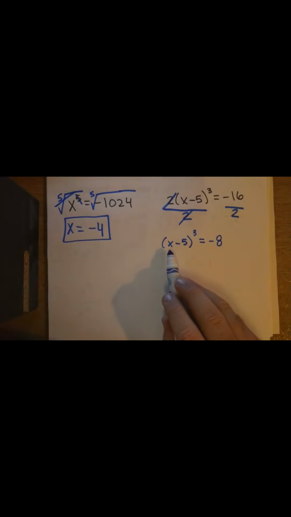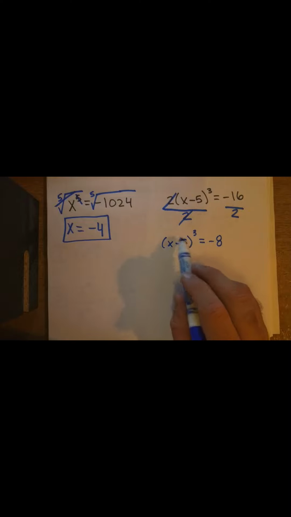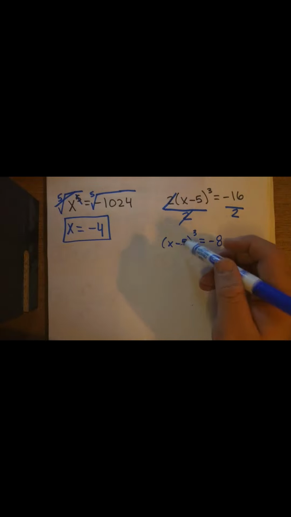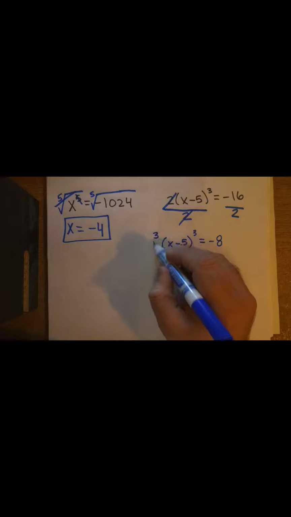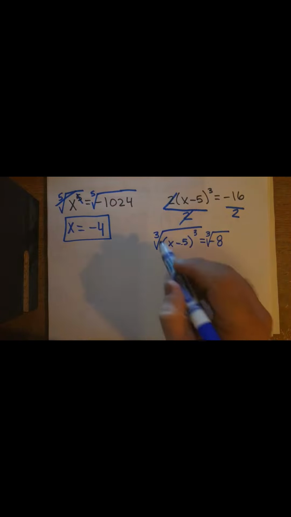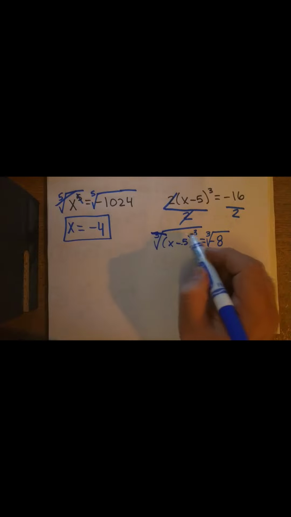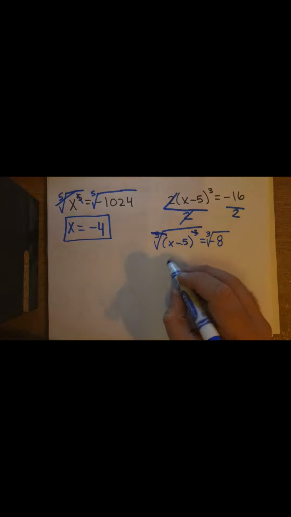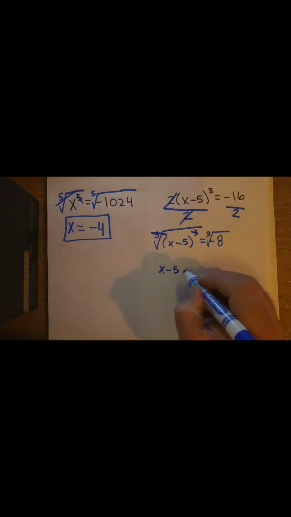Now, I'm trying to get x by itself. I cannot add 5 to this side yet, because this is kind of trapped by the power of 3. So we need the power of 3 to go away. So we're going to take the cube root of both sides. The reason why that works is on the left-hand side, the cube root and the power of 3 are going to undo each other, leaving us with what's on the inside, which is x minus 5. Bring down the equal sign.